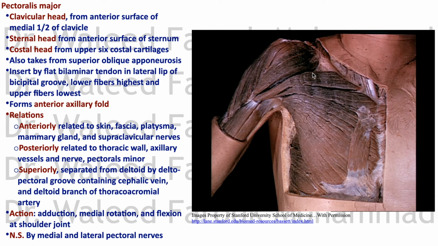The action of the pectoralis major, because it passes anterior to the shoulder joint axis, is adduction, medial rotation, and flexion at the shoulder joint. Adduction, medial rotation, and flexion. The nerve supply is by the medial and lateral pectoral nerves. The nerves supply the muscle from the deep side.